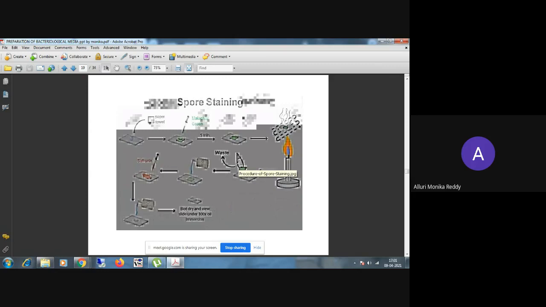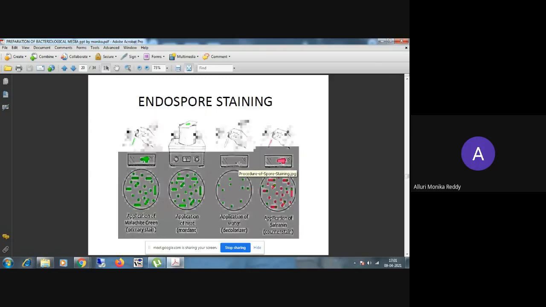For staining capsules, two principles are applied. First, a negative stain is done to outline the cell and its capsule. Next, a simple stain. This is nothing but an endospore staining technique.